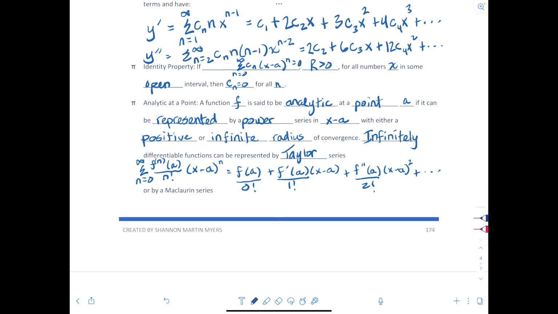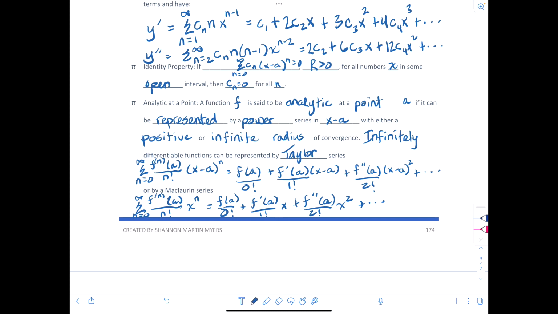Now, a Maclaurin series is always centered at 0, which is nice. So that would be the summation from 0 to infinity of the nth derivative evaluated at 0 over n factorial times x to the n. And then that would simplify to f at 0 over 0 factorial plus f prime at 0 over 1 factorial times x, and then f double prime at 0 over 2 factorial times x squared plus dot, dot, dot. Cool, cool?